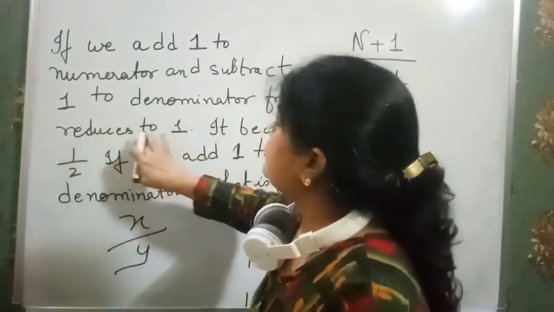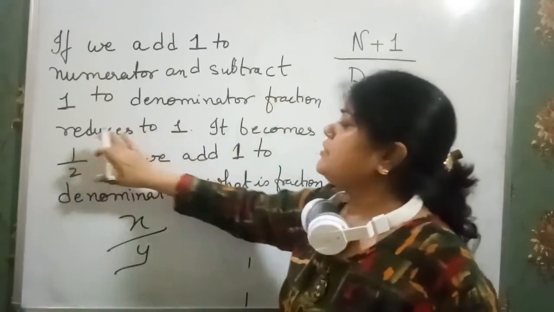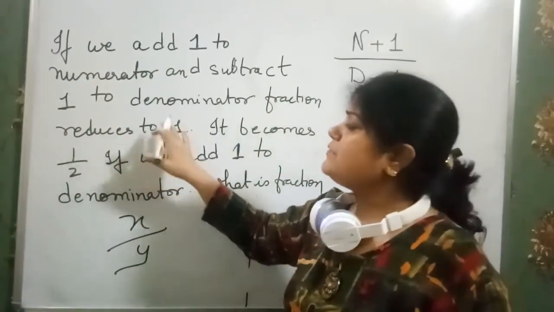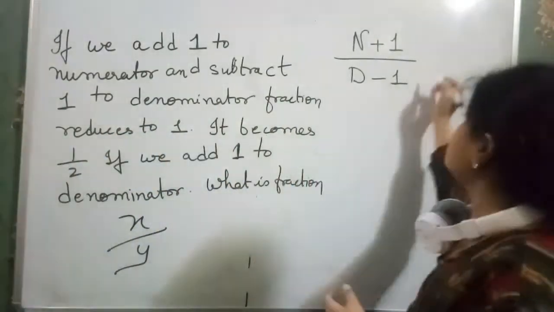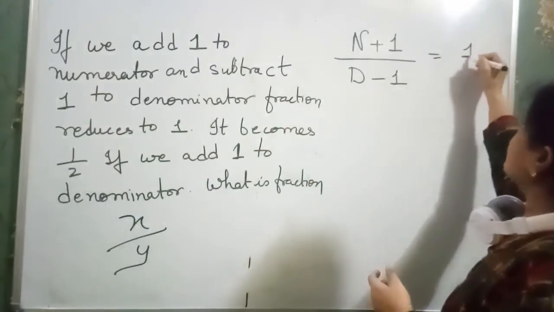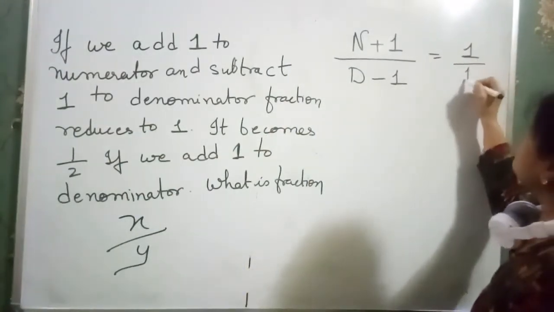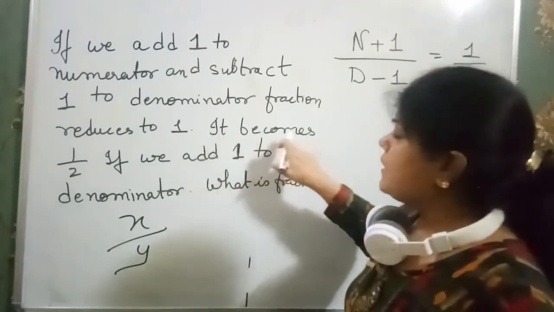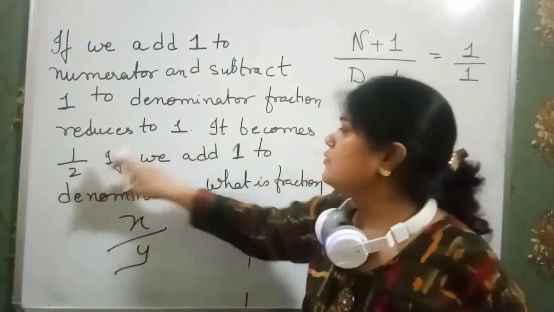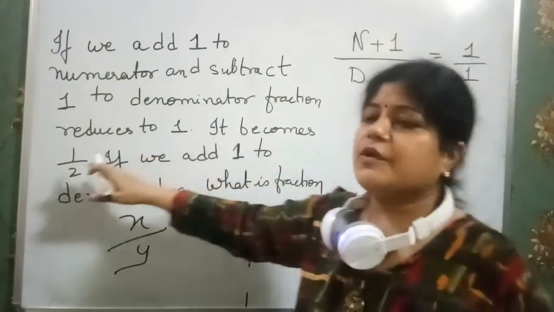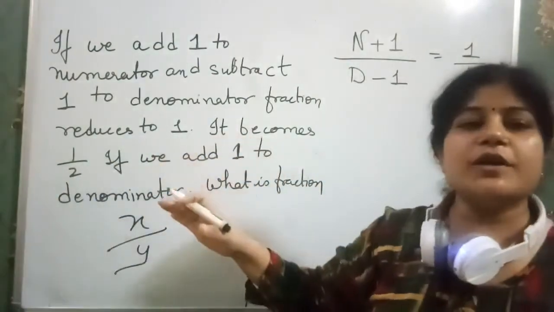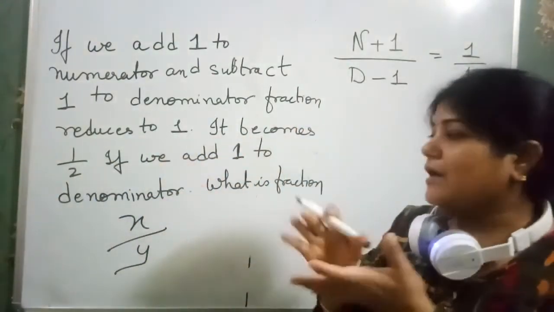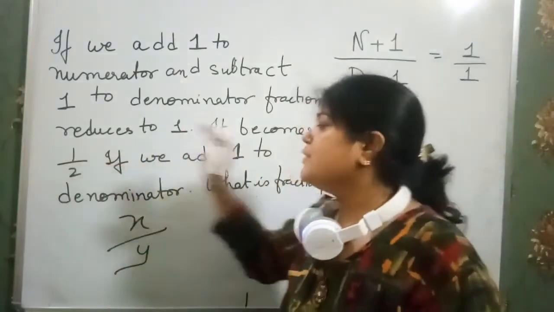And a fraction reduces to 1. Fraction reduces to 1 means the fraction becomes 1. That means its value becomes 1. So when there is 1, it means 1 over 1. Clear? Now, it becomes 1 over 2. What does it mean? It becomes 1 over 2, meaning the answer of the fraction is 1 over 2.